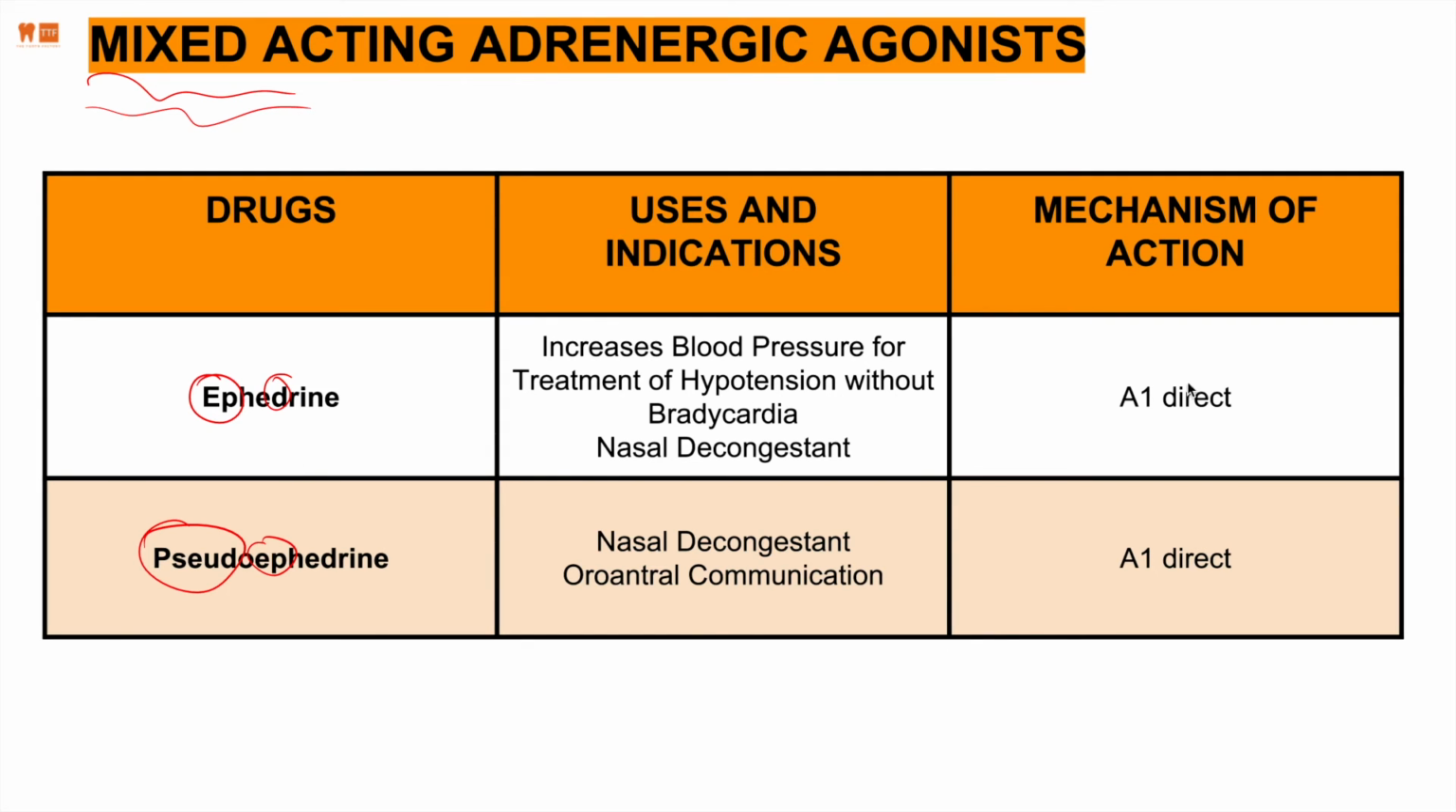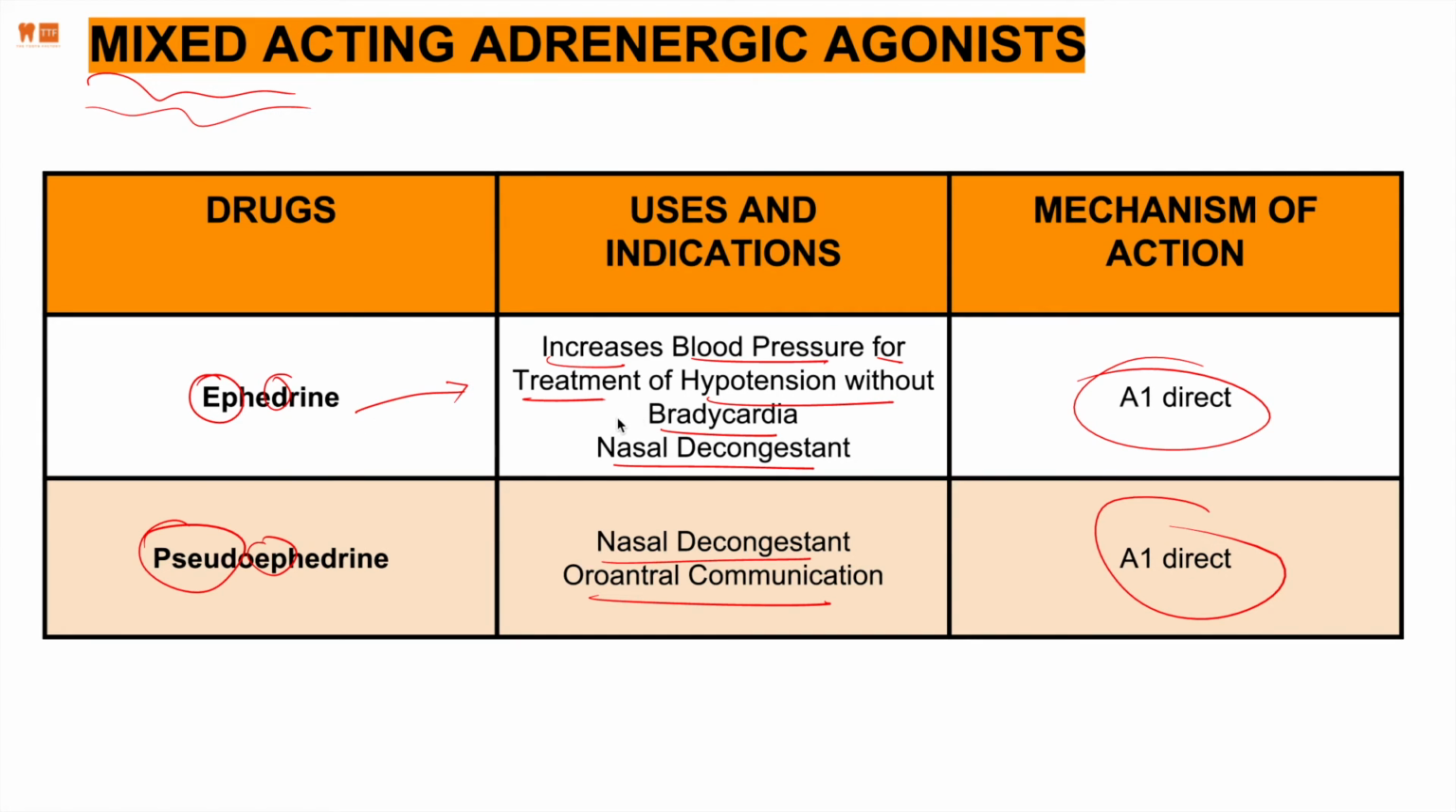What they really do is they act on alpha-1 directly. Now, when they act on alpha-1, they increase blood pressure, for treatment of hypotension without bradycardia and for nasal decongestion, and pseudoephedrine for nasal decongestion. Let's not mix this up with epinephrine itself, because epinephrine will cause tachycardia. So when there is hypotension without bradycardia, that's when we use ephedrine, because all we want is increasing blood pressure.